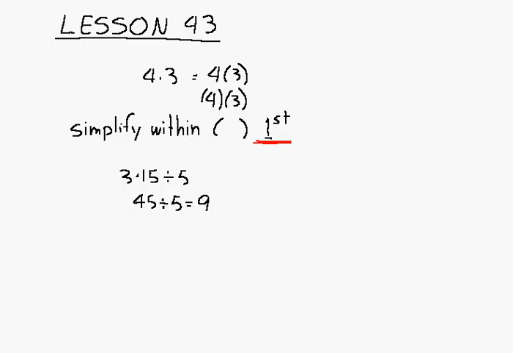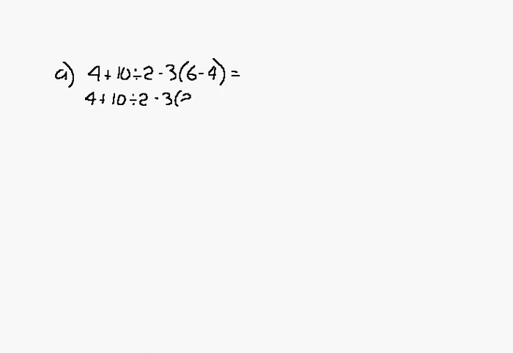Let's go look at practice problem A and B. Okay, in practice problem A, they say to simplify that. So let's just write that down. 4 plus 10 divided by 2 minus 3 parentheses 6 minus 4. Okay, remember we simplify within the parentheses first. So let's go ahead and do that. So we'll have 4 plus 10 divided by 2 minus 3 times 2. Remember that indicates multiplication there.